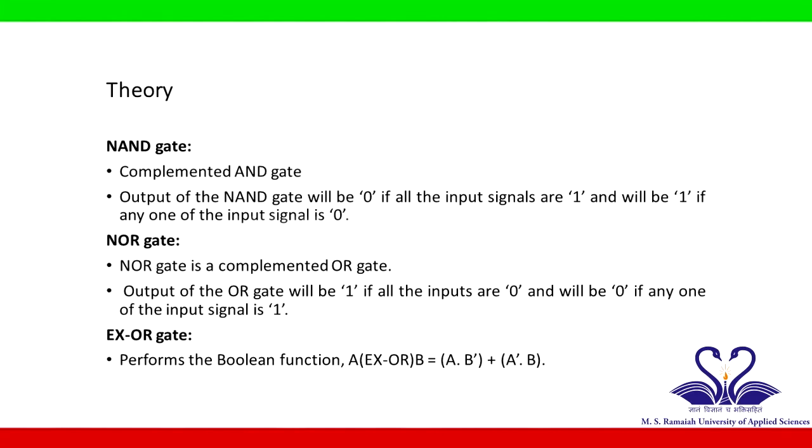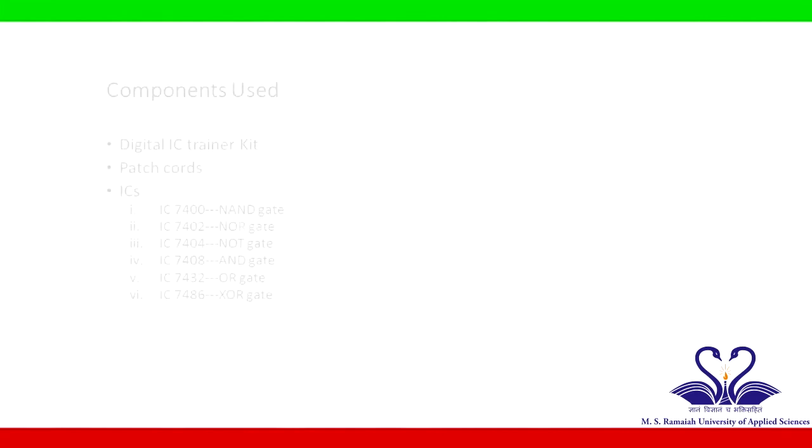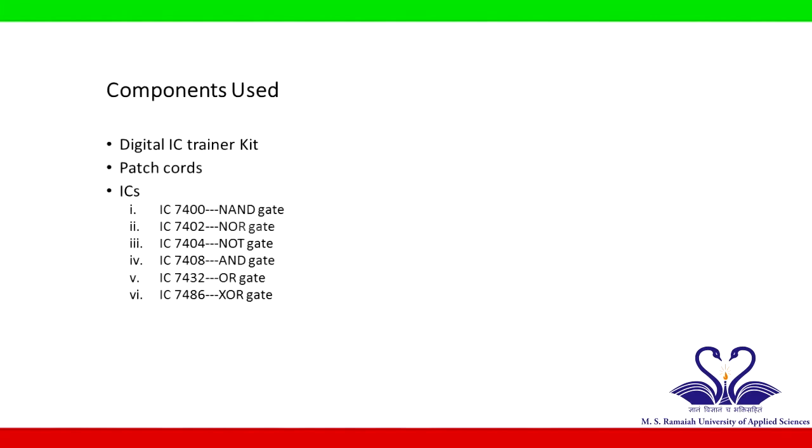NOR gate. NOR gate is a complemented OR gate. Output of the NOR gate will be 1 if all the inputs are 0 and will be 0 if any one of the input signals is 1. XOR gate. It performs the Boolean function A XOR B is equal to A dot B complement plus A complement dot B. To conduct this experiment, we need digital IC trainer kit, patch cords and ICs.